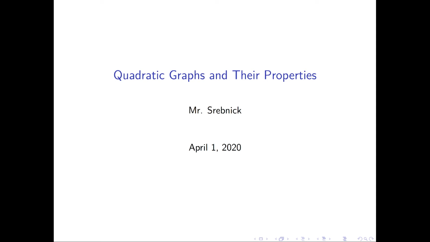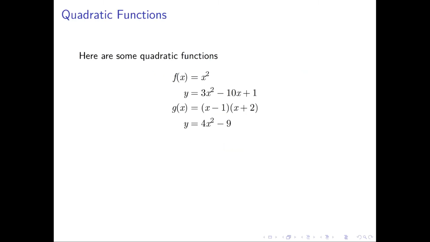This video is about quadratic graphs and their properties. Here are examples of some quadratic functions, and you can see that they can be written in two different ways. You can use function notation, such as f of x equals x squared, and g of x equals x minus 1 times x plus 2, or you can write them as a two-variable equation, y equals 3x squared minus 10x plus 1, or y equals 4x squared minus 9. Again, these are some examples of the quadratic functions that we will be studying.